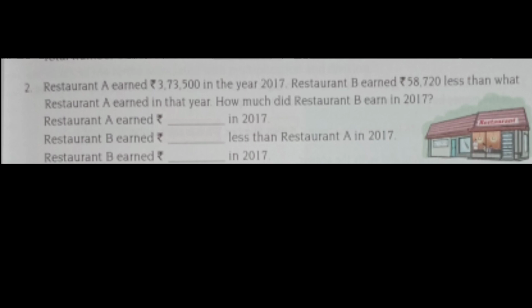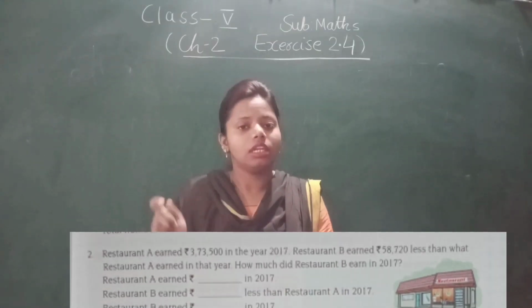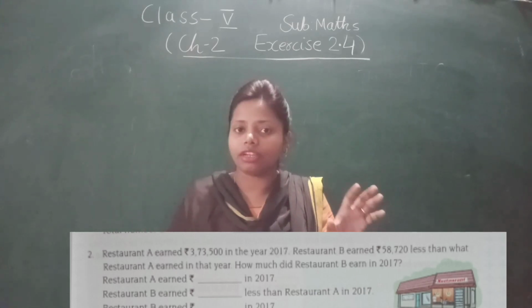Question number 2 is: Restaurant A earned rupees 3,73,500 in the year 2017. Restaurant B earned rupees 58,720 less than what restaurant A earned in that year. How much did restaurant B earn in 2017? In this question, what is given? Restaurant A is there and restaurant B is there.